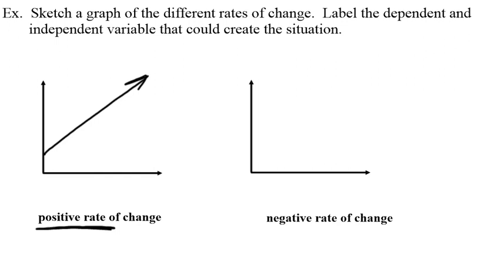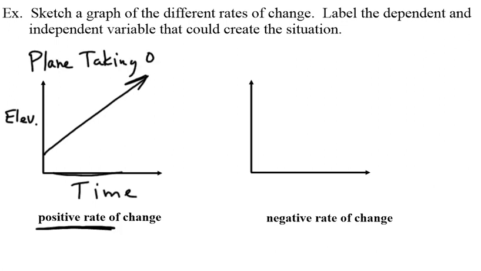What could it be? We've looked at all kinds of things. Time and elevation possibly. Over time, you go up for a plane taking off. That could be a positive rate of change. As time goes on, the plane goes up.